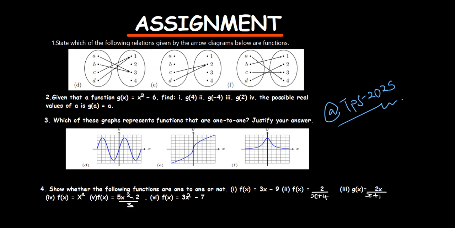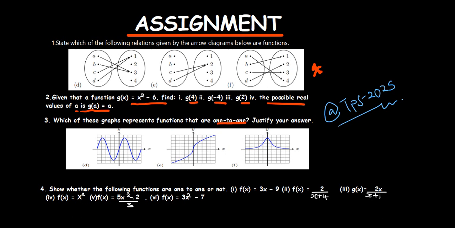I've given about 4 questions. The first one is: state which of the following relations given by the arrow diagrams below are functions. I've taught you how to identify that. Then here I've given you a function, and I want you to evaluate it at this value, that value, and then solve this equation here. And then which of these graphs represents functions that are one-to-one. I've taught you how to do it on a graph, so I expect you guys to answer that.